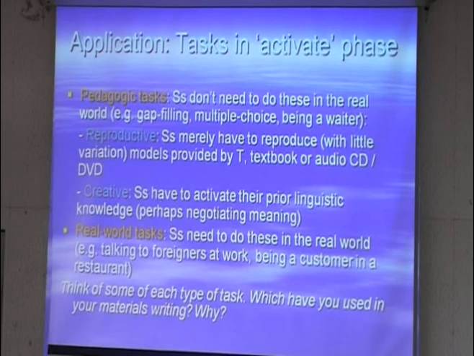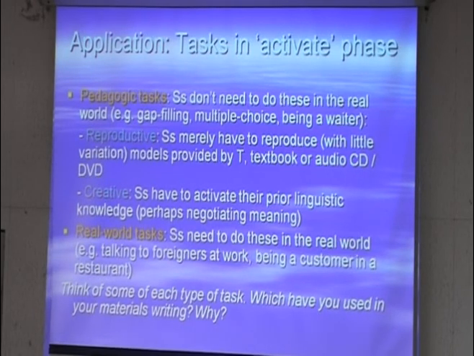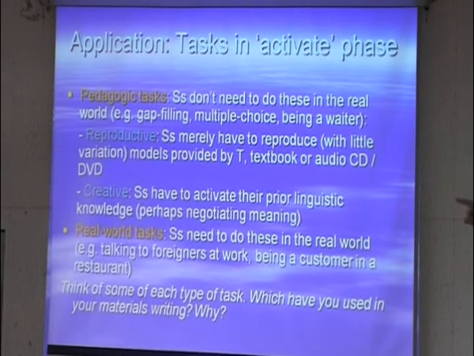Some real, some pedagogic. Good, good. Yes. You need both, you need both. I mean, if you just stick to real-world tasks in Thailand, you're not going to have many tasks, because most students don't need English in the real world out there. So you actually have to rely on pedagogic tasks too.